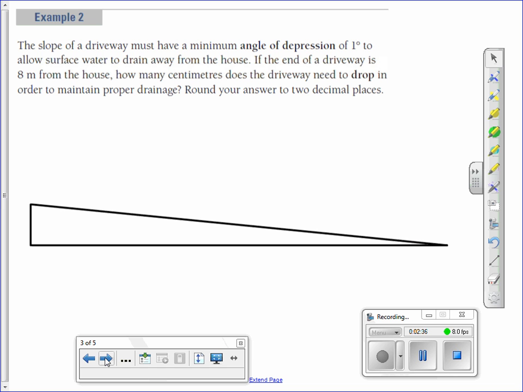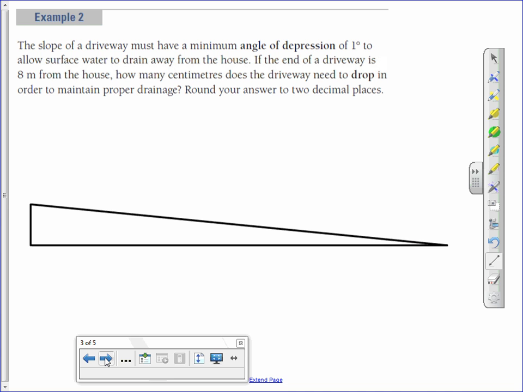A similar question this time about a driveway. We're told that the angle of depression is going to be 1 degree, and that the reason you slant your driveway is so that water can run off it. So angle of elevation means looking up. Angle of depression means looking down. And we're talking about this angle right there as being 1 degree or more.